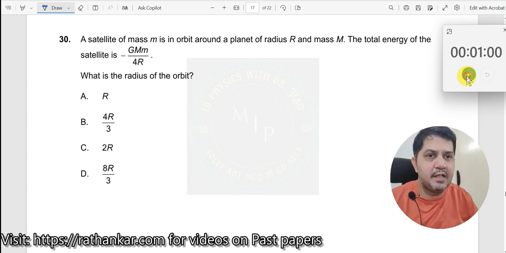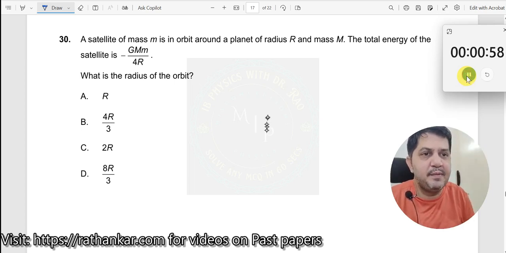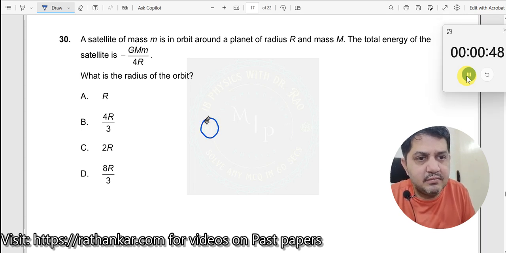Question number 30. A satellite of mass m is in orbit around a planet of radius r and mass M. The total energy of the satellite is minus GMm by 4r. See, usually what happens is, if you have a planet like this and you consider a particle over here on the surface, the total energy is equal to minus of potential energy divided by 2. So what will this be?